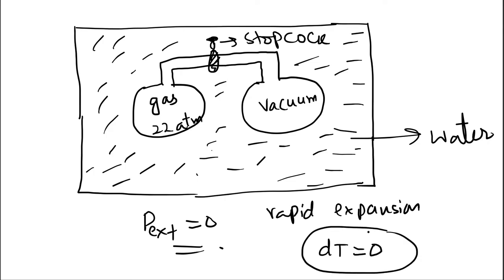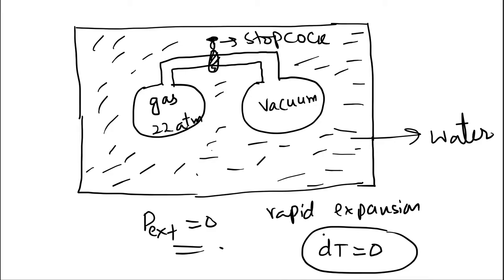dT equal to 0. How can we prove it? By studying the temperature of the water. No gain or no loss in the temperature of the water means dT equal to 0. So here, the evidence that the water is not heated up or hasn't lost its temperature is the evidence that there is no temperature change.